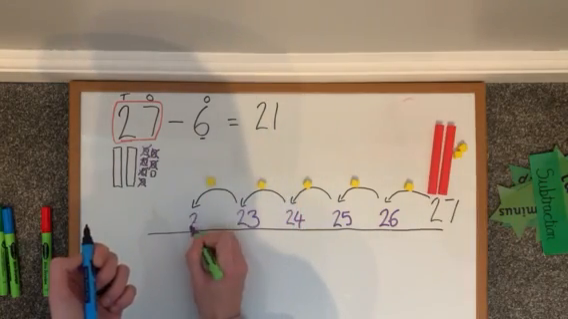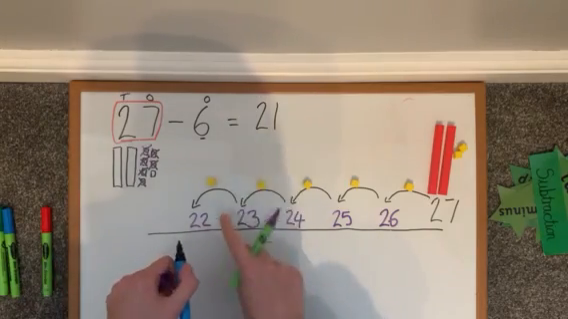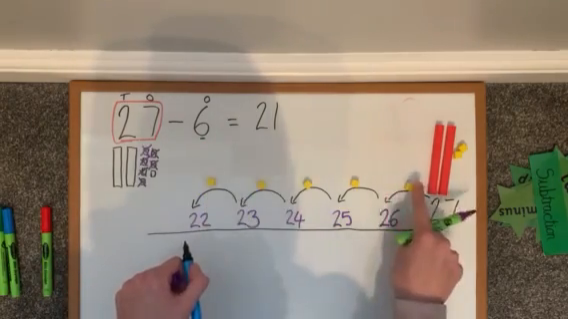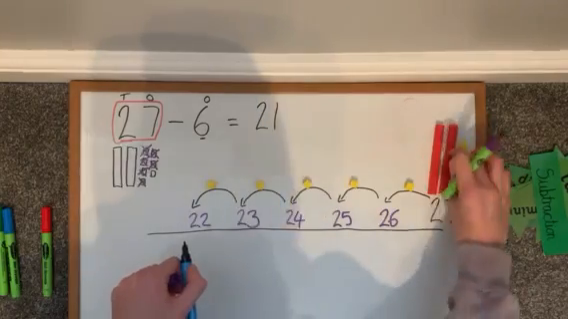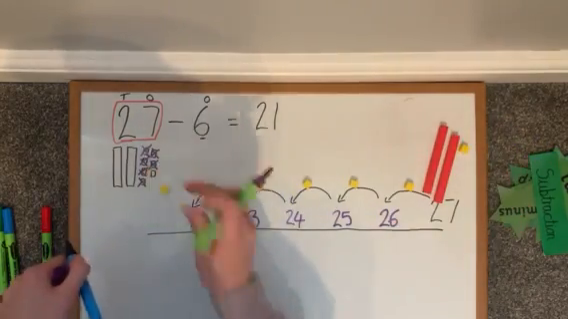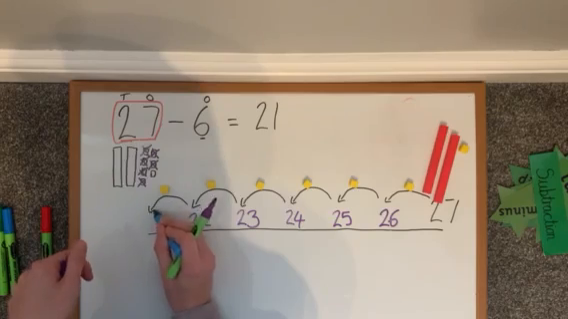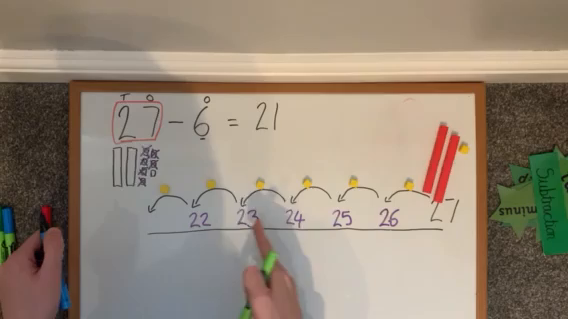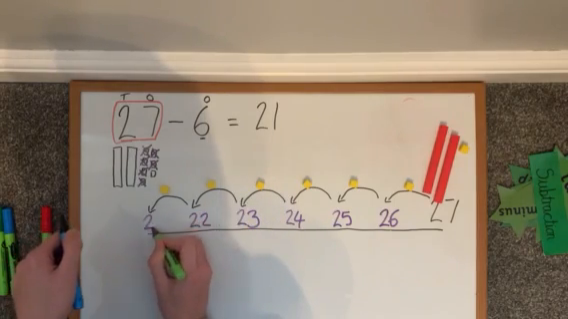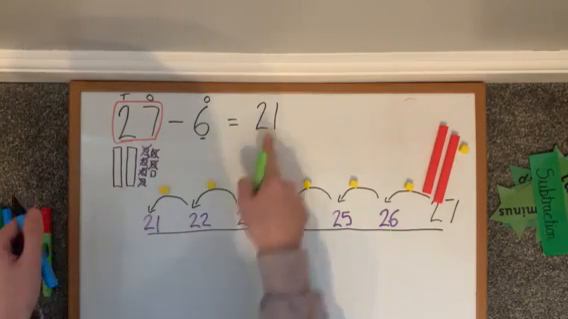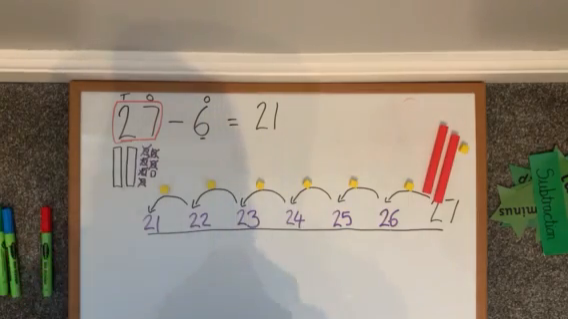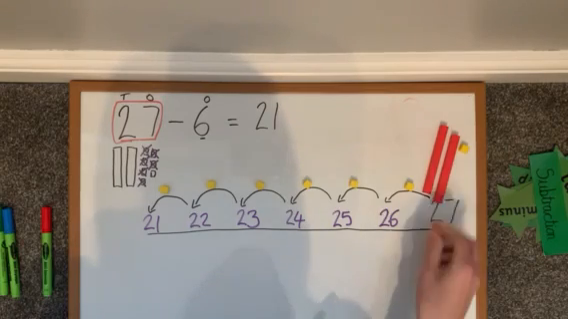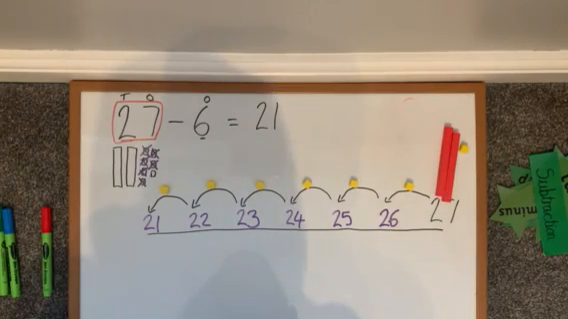That's taken me to 22, and now finally I need to do jump number 6 because I'm taking away 6. There's 1, 2, 3, 4, 5. Oops, 6. And that takes me to 27, 26, 25, 24, 23, 22, 21, which is the same answer I got when I worked it out with my Dean's method by crossing off. Okay, so using our number line gets us the same answer as using the Dean's.